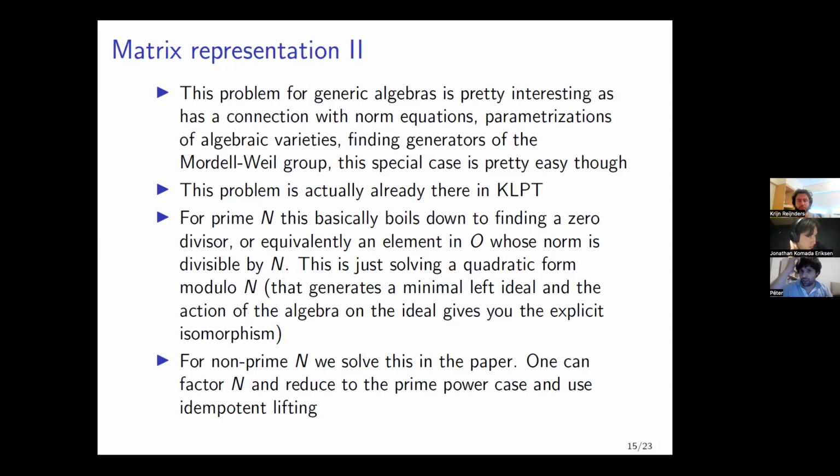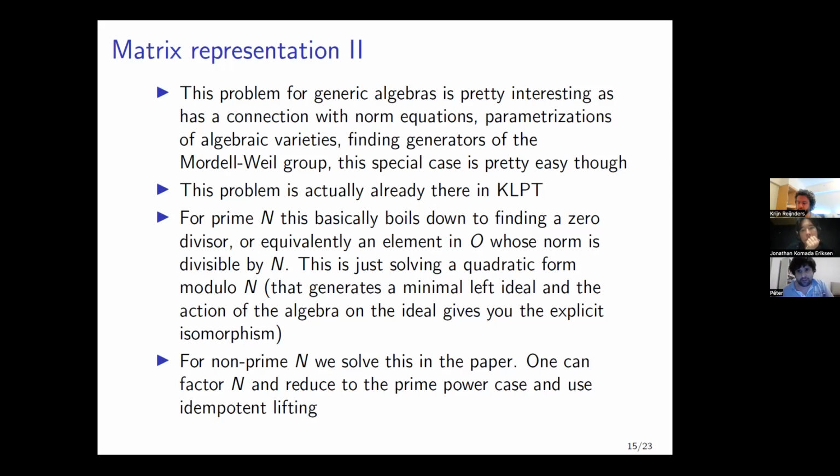So if you look at the KLPT algorithm, they also work purely with 2 times 2 matrices. And they just write 2 or 3 lines regarding how they do this explicit isomorphism. It's not very hard. Basically, the idea is that you find a zero divisor in O/NO. If you have a zero divisor, that gives you a minimal left ideal. Then you can look at the action of the algebra on this minimal left ideal, and that will give you an explicit isomorphism. And how do you find a zero divisor?